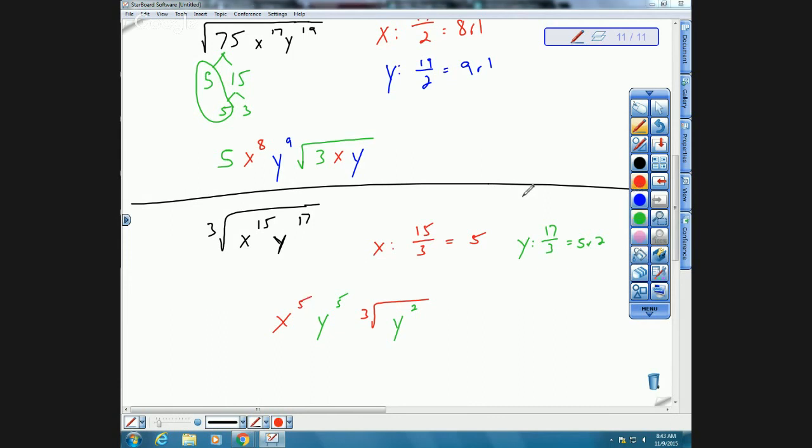And again, if you don't like doing it this way, it doesn't take that long. 9, 10, 11, 12, 13, 14, 15. So what do I have? 1, 2, 3, 4, 5 groups that break out. I'm looking for groups of 3 because it's cube root.